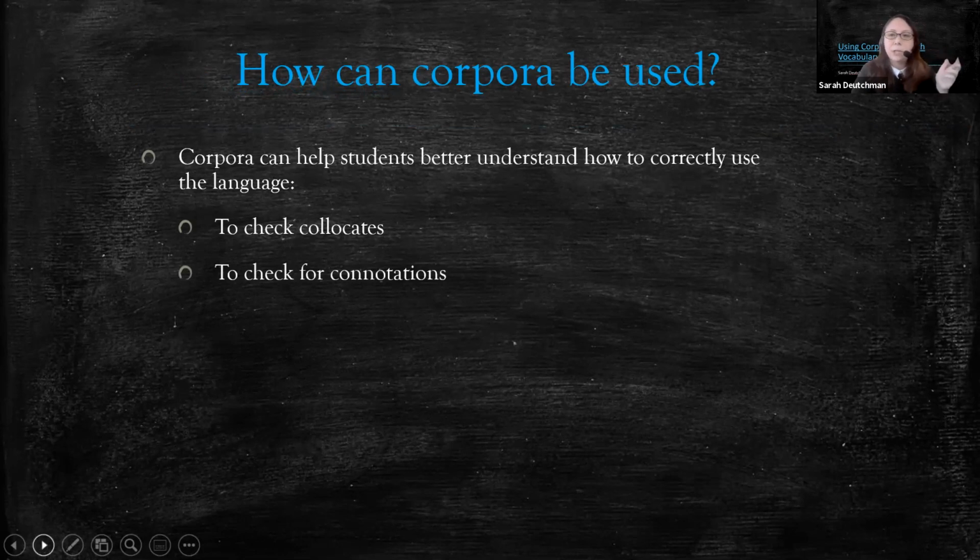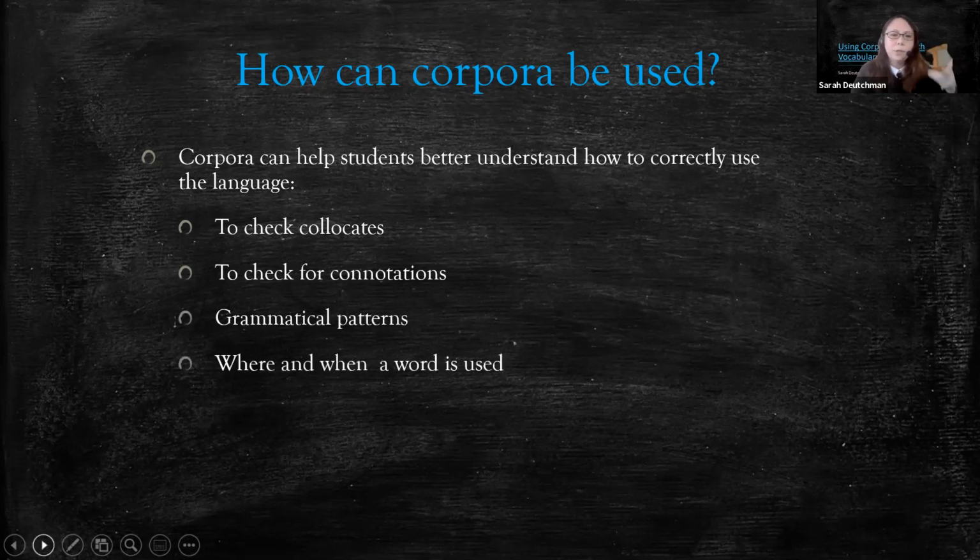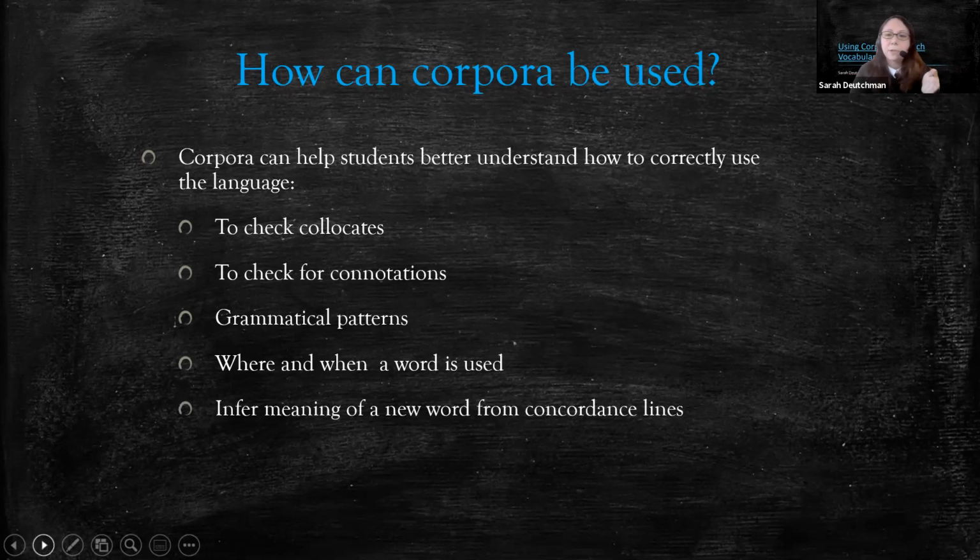You can check for connotations. Is this a positive word? Is it a more negative word? You can check grammatical patterns, self explanatory. You could see where and when it's used. So is this used in academic writing? Would it be used in a blog, a TV show, movie, whatever? You could also have students try to guess the meaning of a new vocabulary word by looking at different sentences using the word. Right? And also, you can use it to create specific word lists for ESP.